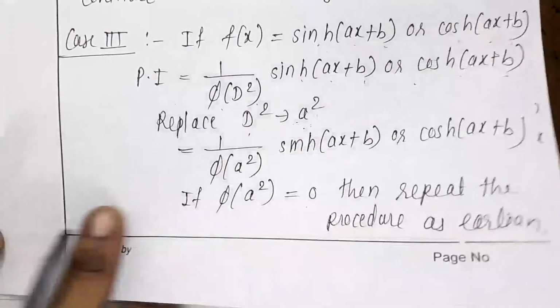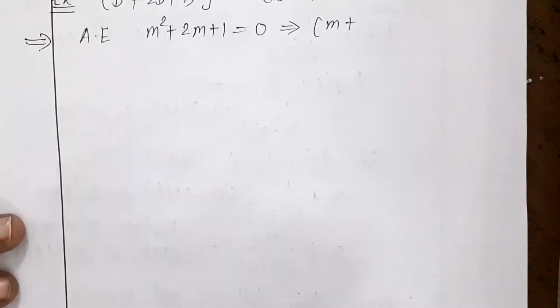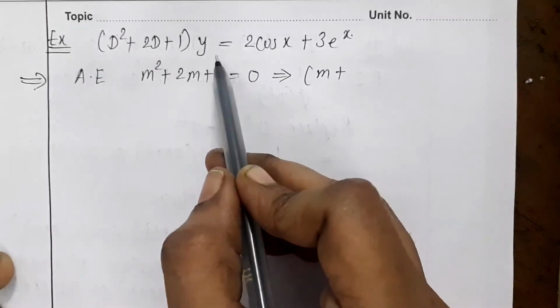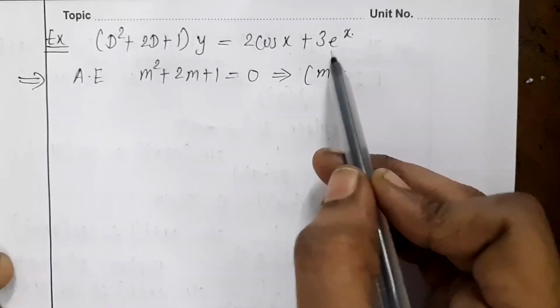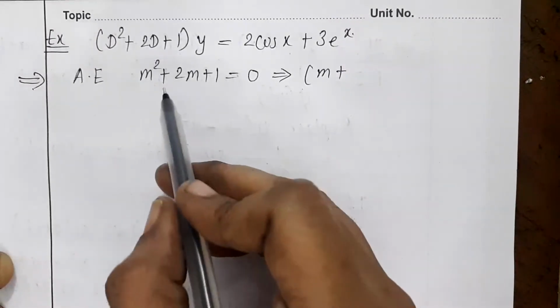So on the basis of these 3 cases, we discuss one example. The example is D square plus 2D plus 1 into y is equal to 2 cos x plus 3 e to the power x. Now, what is the auxiliary equation of this?